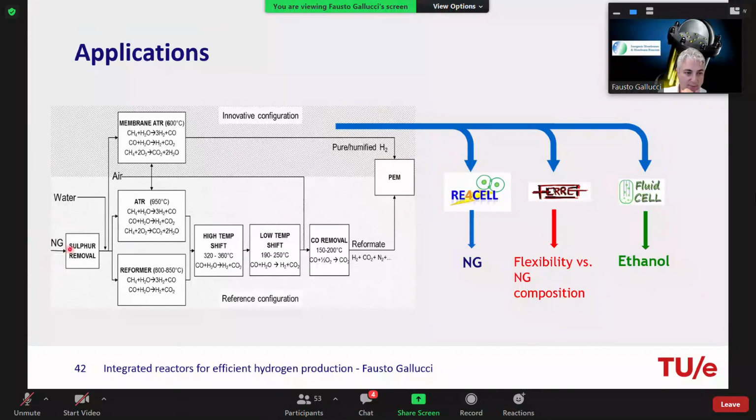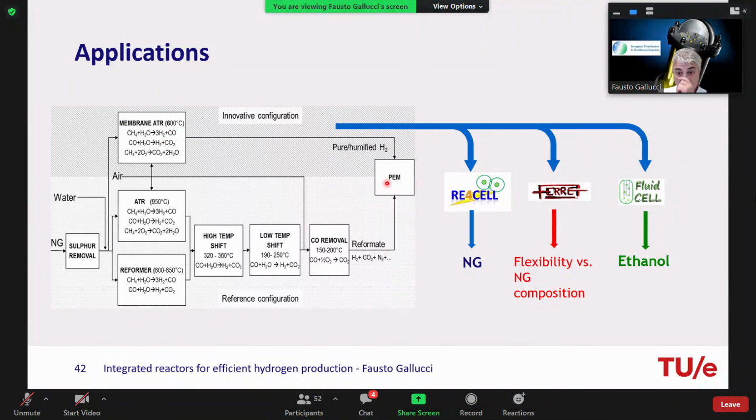Now, if you start from natural gas and you want to use a PEM fuel cell, you have to produce the hydrogen. So you know already from what I told you before that you have a lot of steps up to hydrogen purification, and then you can feed your PEM fuel cell. Of course, if you use a membrane reactor, you can take all these steps in one. In a membrane reactor, you can produce hydrogen and go to the fuel cell.